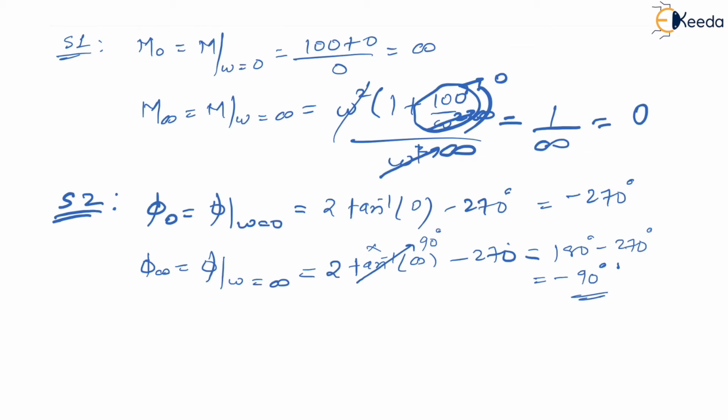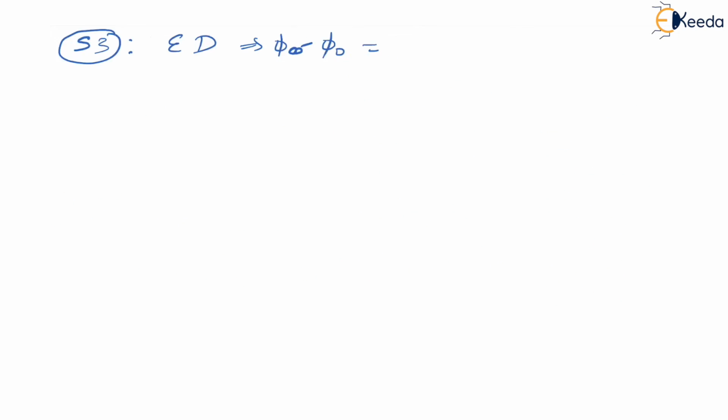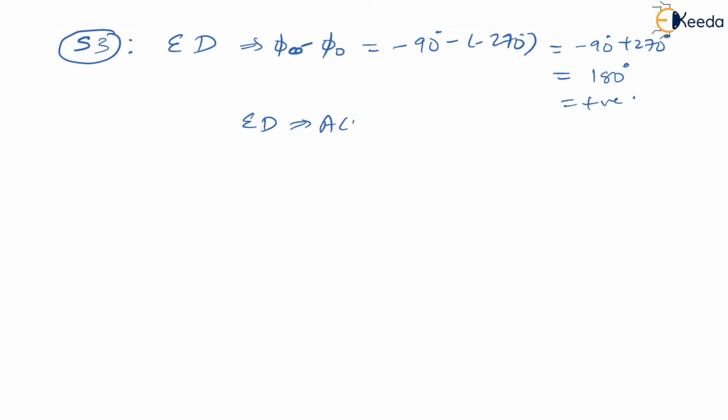Phi infinity is equal to what? Phi infinity is minus 90 degrees and phi 0 is minus 270 degrees. So minus 90 degrees minus of minus 270 degrees, which is equal to what? Minus 90 degrees plus 270 degrees, which is equal to plus 180 degrees, which is positive. That means ending direction is anti-clockwise direction. I hope you are understanding this point, right?